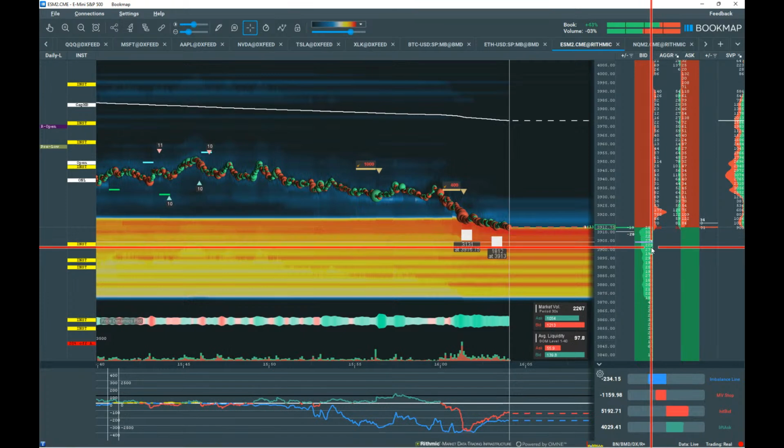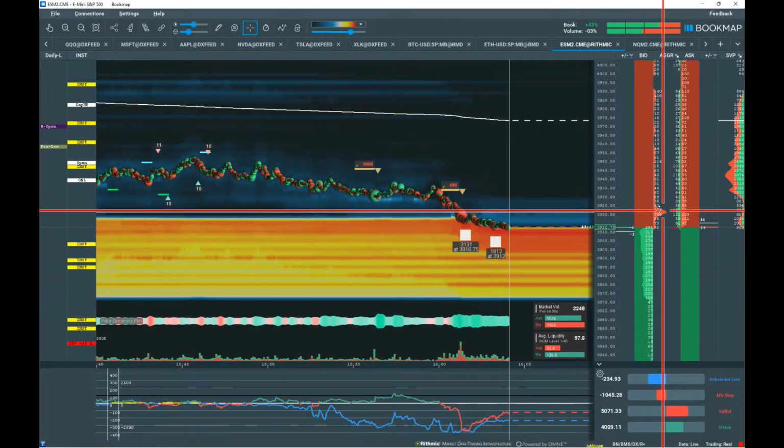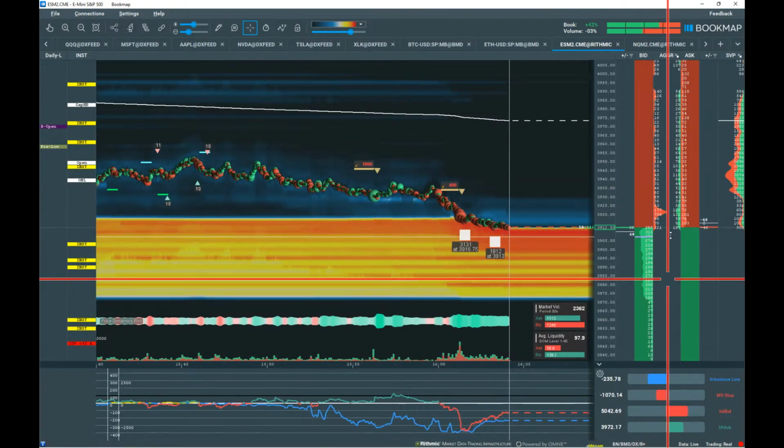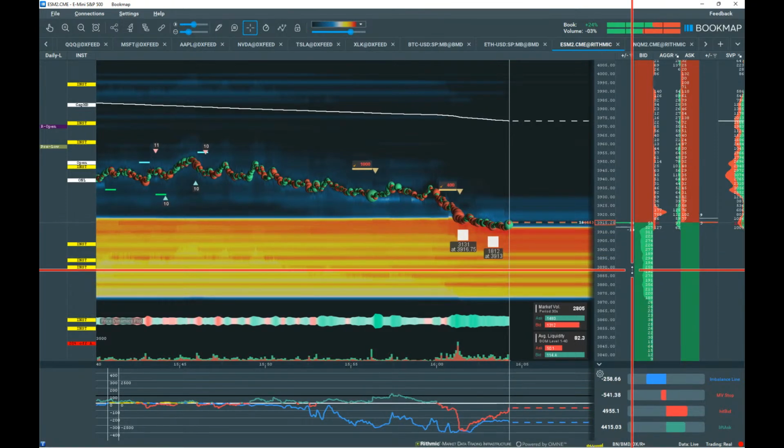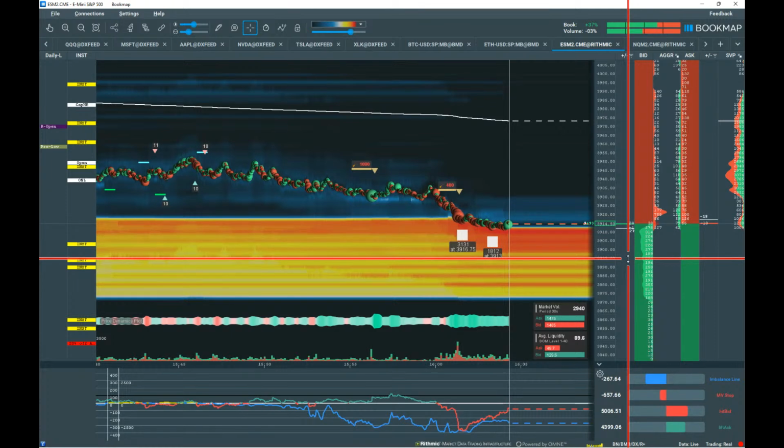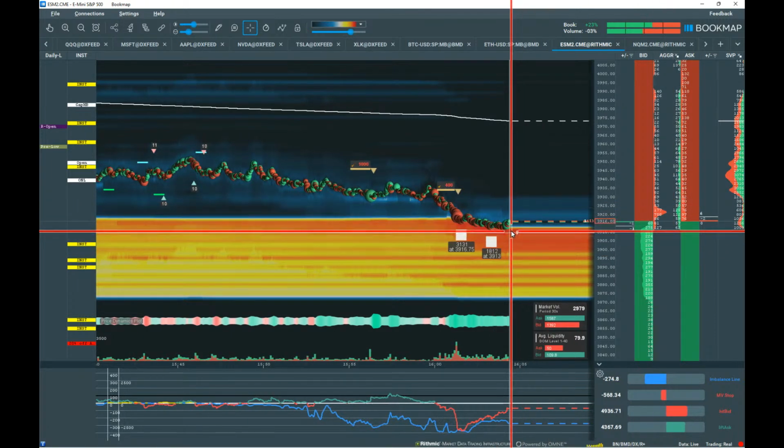200, 300, 100 to 300 and so on. You see these numbers here, and that's really a huge resistance. The bidders are sitting here to resist. We will see if the market is strong enough, if the market aggressors can break through this liquidity here.